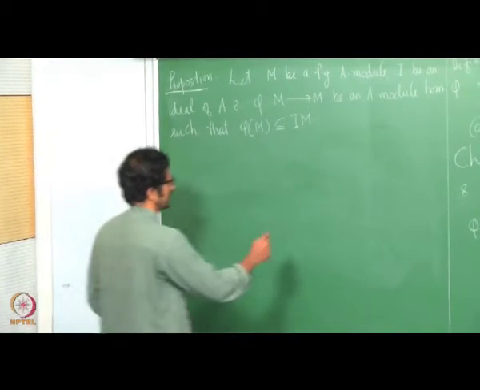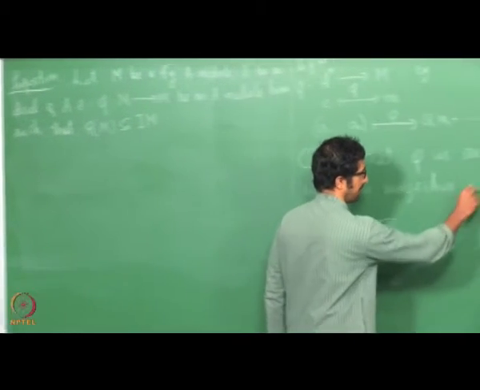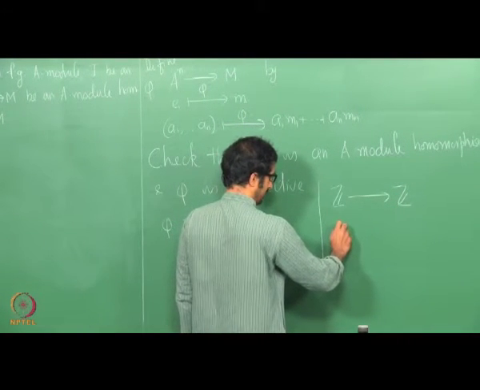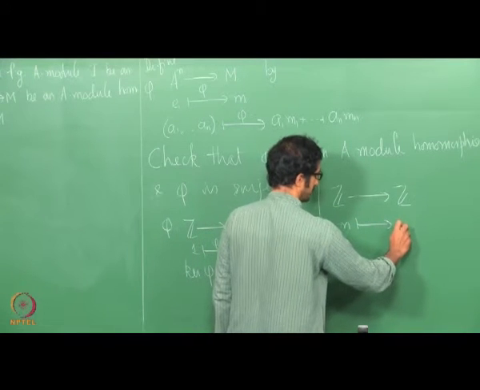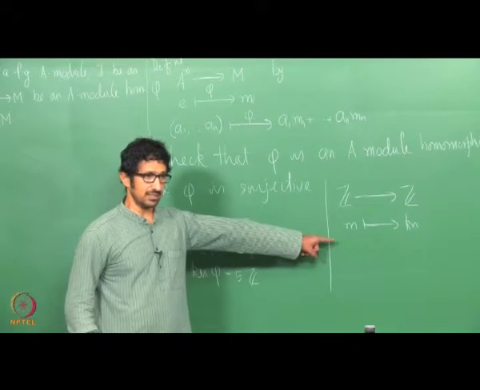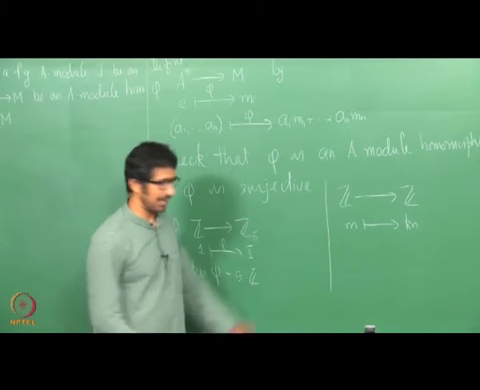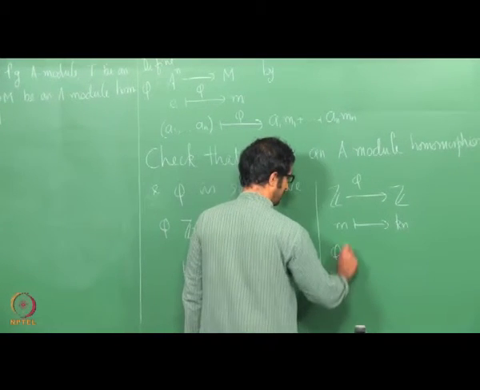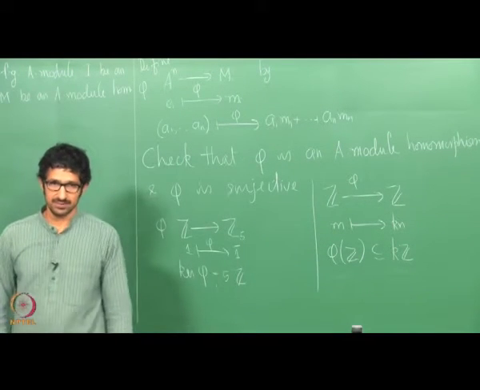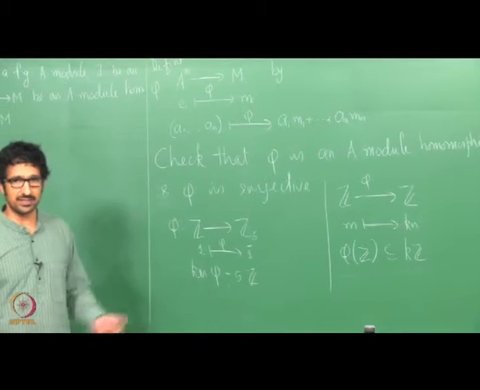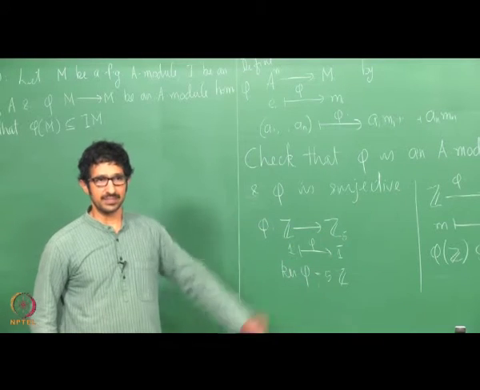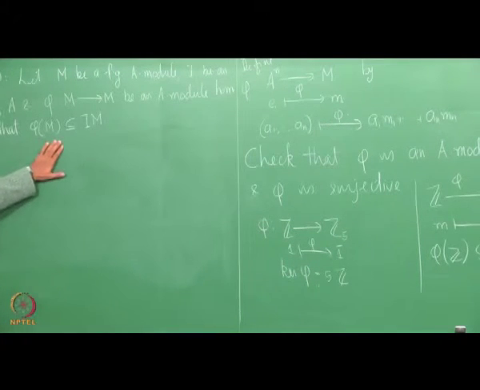What does this mean? Say for example, if I have Z to Z, M going to some K M, fixing a K, this is a Z module homomorphism, and if I call this phi, then phi of Z is contained in KZ. So, if you take I to be the ideal generated by K, then phi of M is contained in I M. That is the condition that we are looking at here.